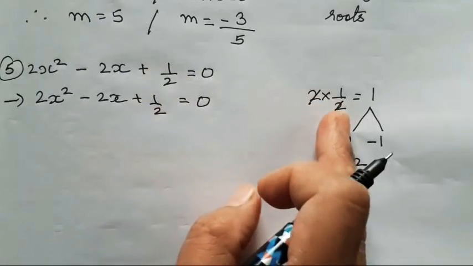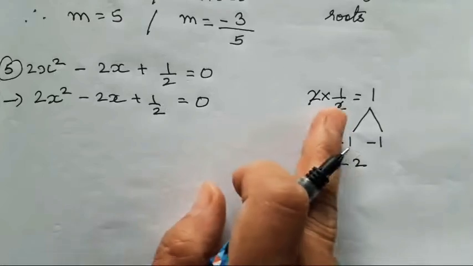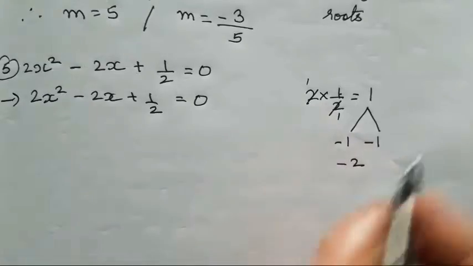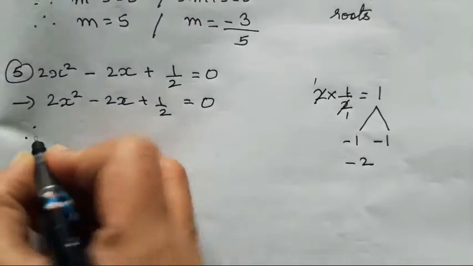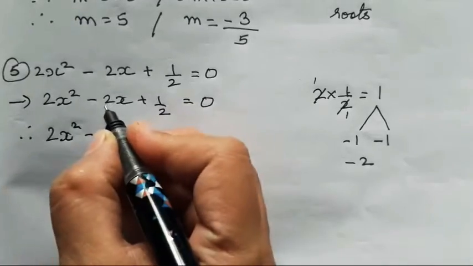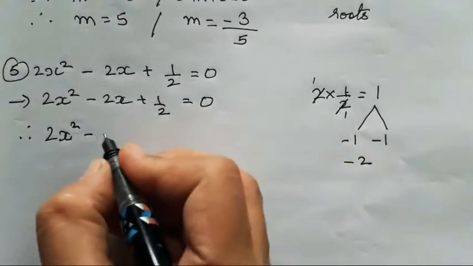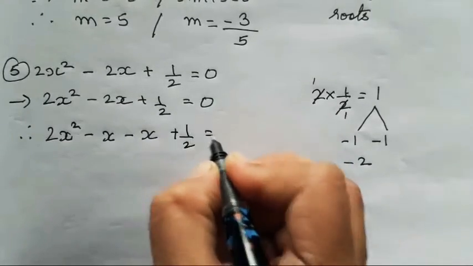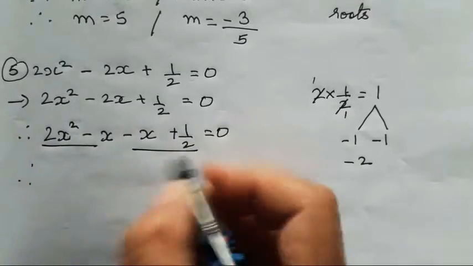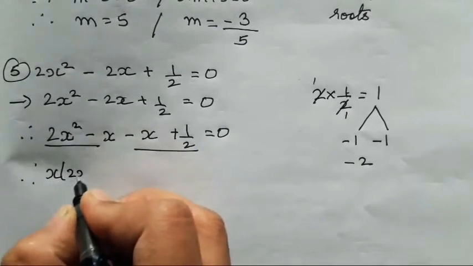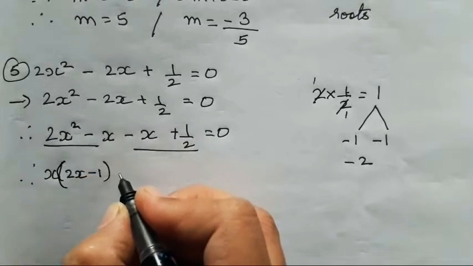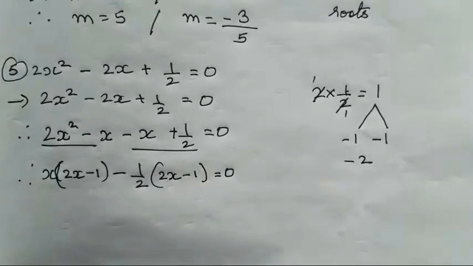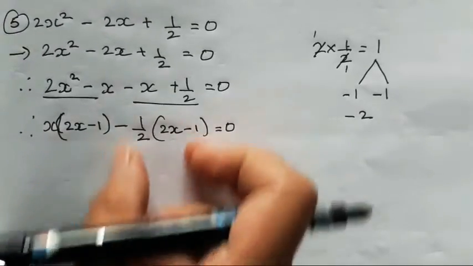Only because of the fraction many students are going to leave this question, but it is a simple step: 2 1s are 2, 1s are, this is going to get reduced, so only 1 is left. You have to find the factors for 1, which is very easy. So 2x square minus, instead of this you have to write 1, so x minus x, you can write 1 over here. I am skipping it. Plus 1 upon 2 is equal to 0. Take the brackets now. This will be x, 2x minus 1, minus 1 upon 2, 2x minus 1 is equal to 0. Got it? So over here I have taken all the factors.